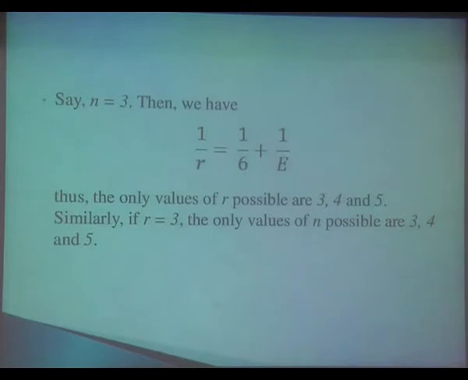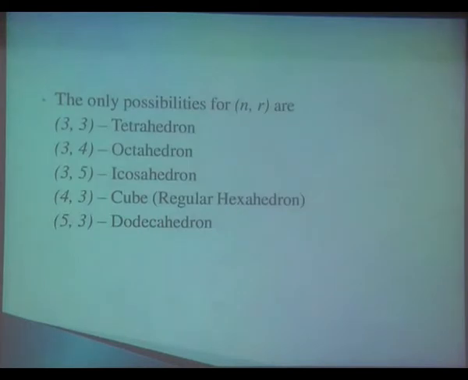In fact, I haven't mentioned it here, but you should verify that E is an integer for each of these pairs. So I have 3, 3, that's a tetrahedron. I have 3 triangles coming at a point. Octahedron, that's 3, 4. 3, 5 is icosahedron. 4, 3 is a cube, and 5, 3 is the dodecahedron.